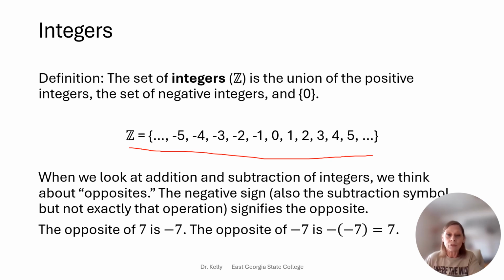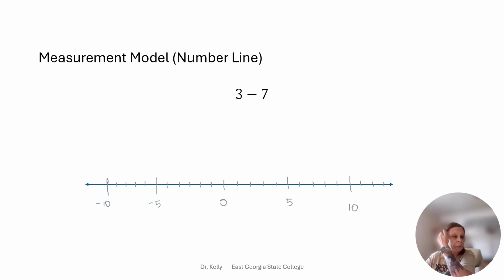Anyhow, the negative symbol or the subtraction symbol, the negative sign, indicates that you're doing the actual opposite of the number. So let's look at a measurement model on the number line here for 3 minus 7. As we recall from dealing with whole numbers, we always start at 0 to model that first number. So I'm going to model the 3 starting here with a line at 0 and going 3 units.